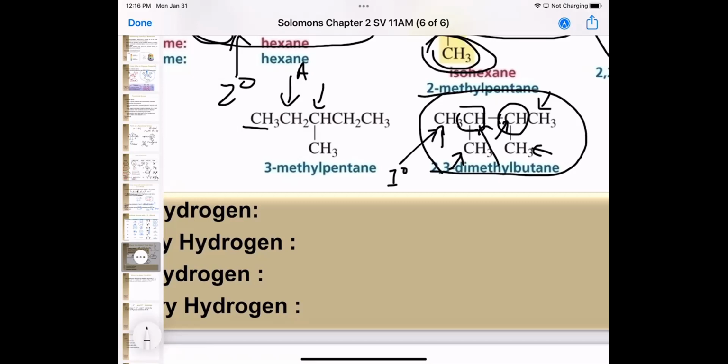because we have certain things about stability and certain things about reactivity where we want to know whether it's primary, secondary, tertiary, or quaternary. All right, questions on that?